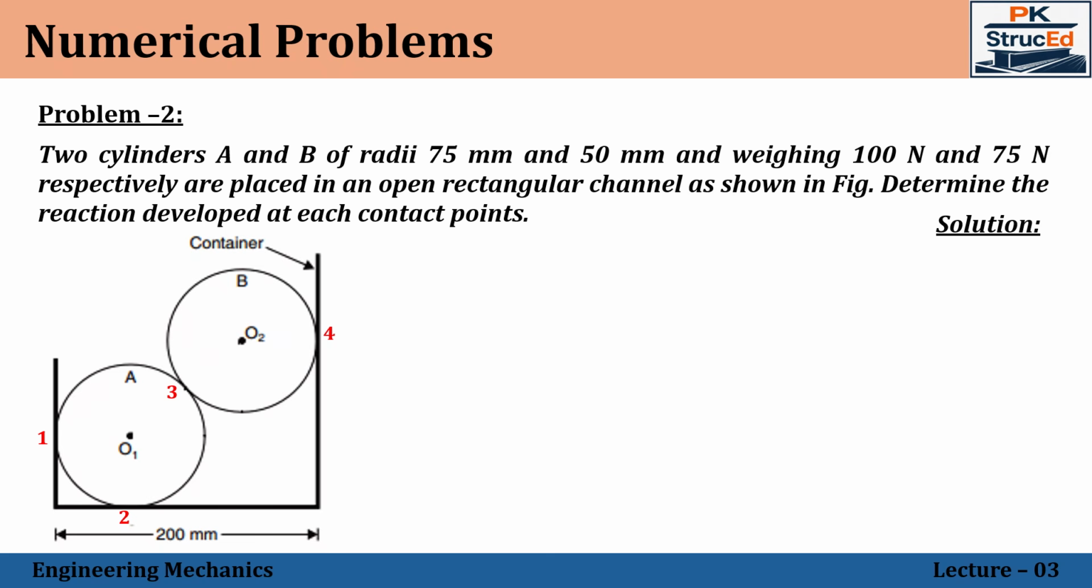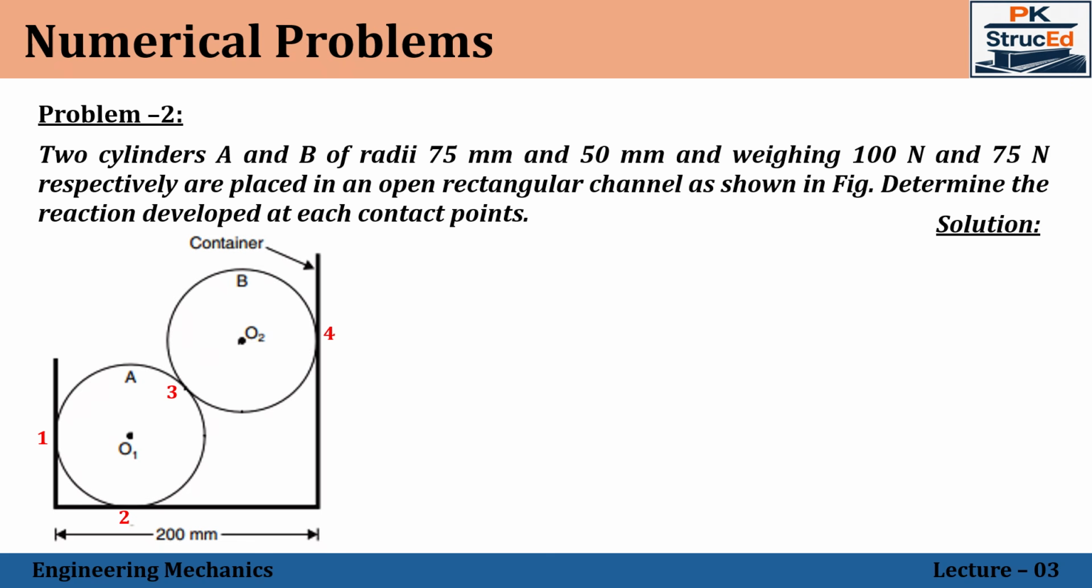This cylinder has contact with the vertical wall as well as with the ground, so it will have two contact points. At these two contact points, reactions will be developed. And one more thing, this cylinder is having a contact with the cylinder B also at this point, so we'll have the reaction at the third point also. Let it be 3. And finally, this cylinder B has contact at the third point as well as one with the vertical wall, which is given as 4.